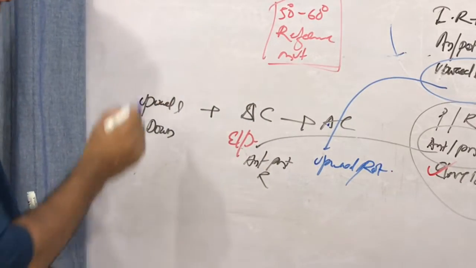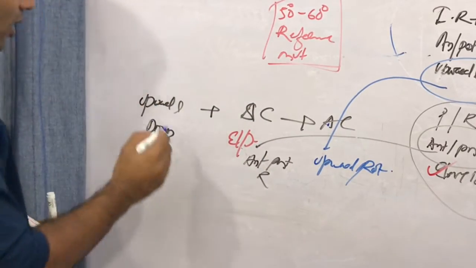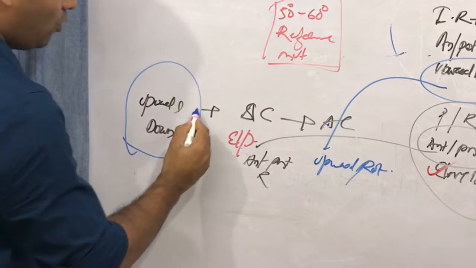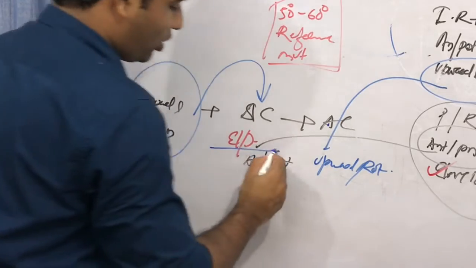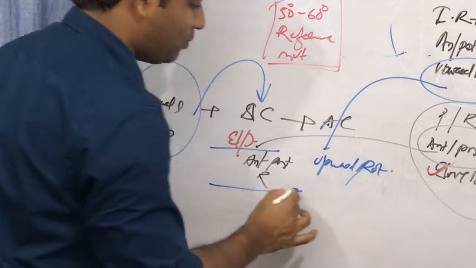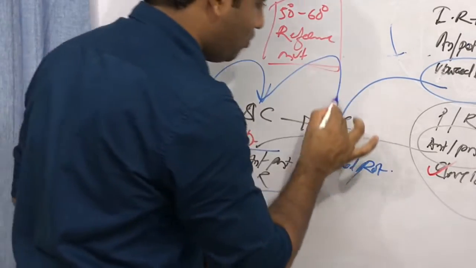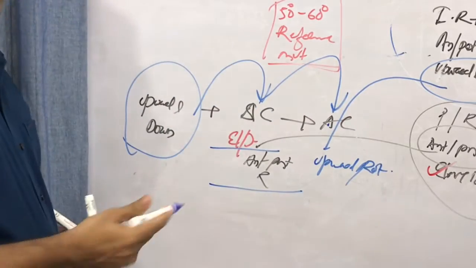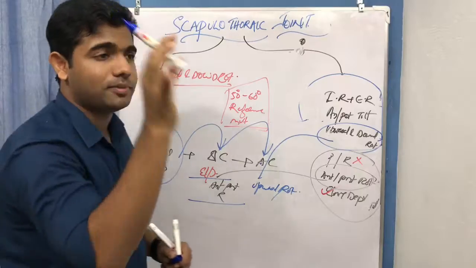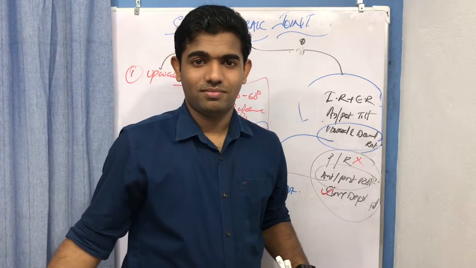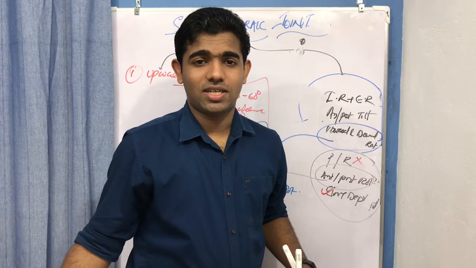So upward and downward rotation of the scapula involves the scapulothoracic joint, the sternoclavicular joint with elevation and depression, anterior and posterior rotation, and the same movement in the acromioclavicular joint. So it became much easier. You can straight away write down that in the acromioclavicular joint, it will be the same movement.